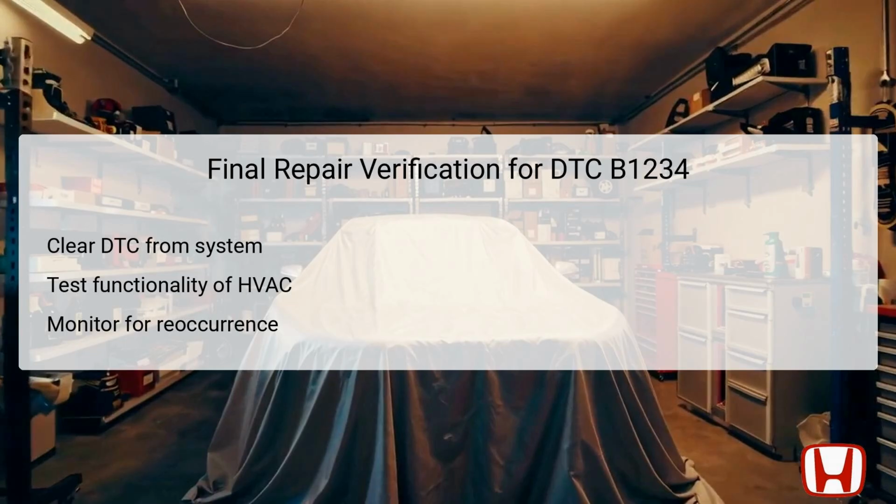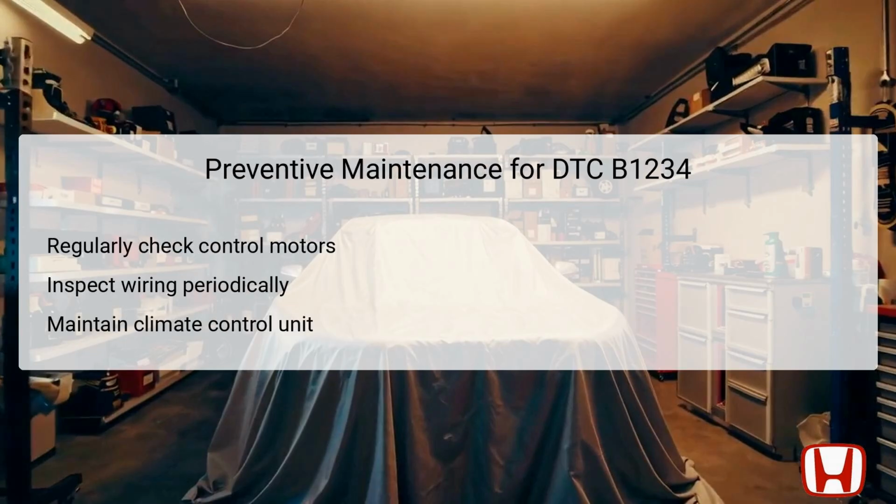Continuous monitoring for the reoccurrence of DTC B1234 or any related codes will help confirm that the repair was indeed successful and that the climate control system remains operational without error. To minimize the risk of encountering DTC B1234 in the future, certain preventive maintenance practices should be adopted. Regular checks on the air mix control motor can help identify issues before they lead to larger, more debilitating failures.